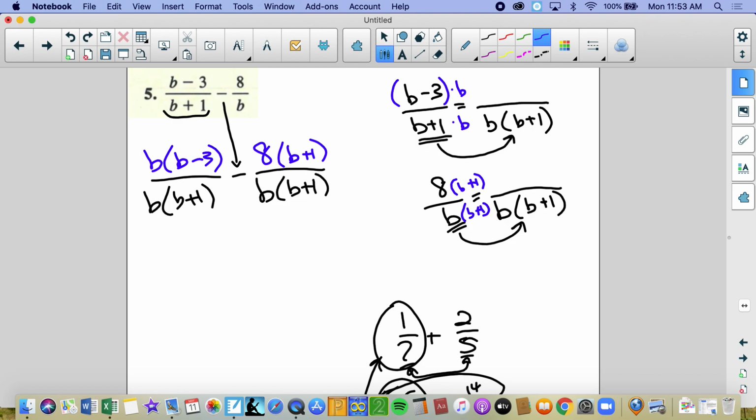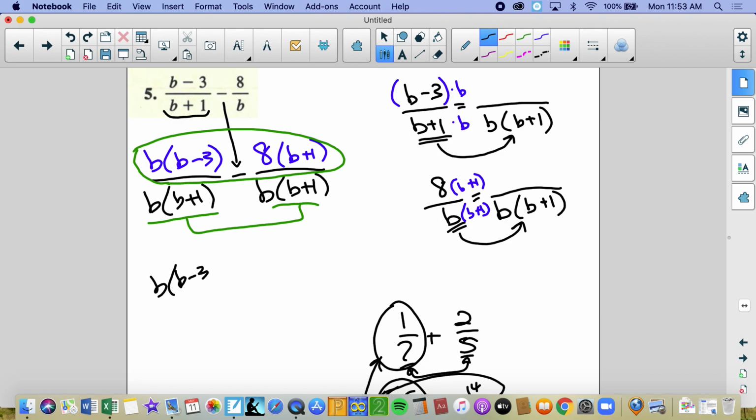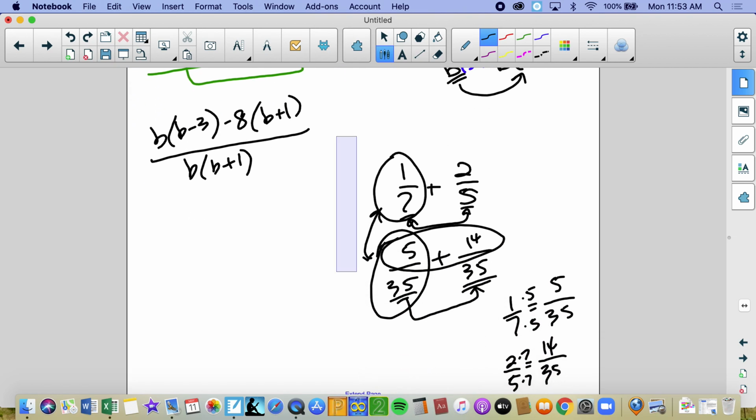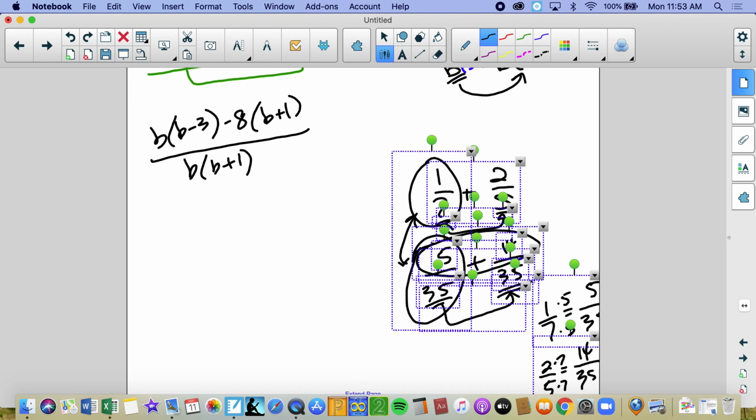Now, let's simplify. We have like denominators. These are the same, so now we can combine. That was bad. I want to include that negative. So if we put them all in the same numerator, we have b times the quantity b minus 3 minus 8 times the quantity b plus 1 over b times the quantity b plus 1. That is that common denominator. Let's move you guys over.